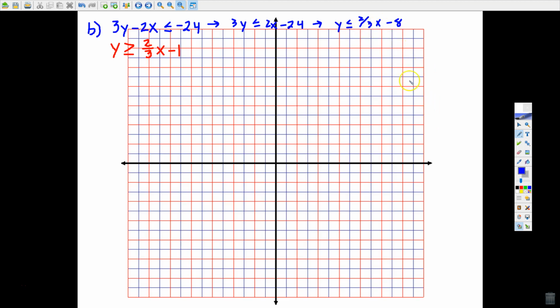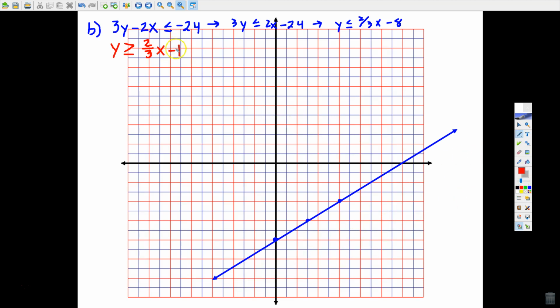Alright, so let's take care of this boundary line. Negative 8 on the y-axis, y-intercept, positive 2/3 slope, up 2 right 3, up 2 right 3. It's going to be a solid line. And I'll get a running start, and there's the boundary line for that inequality. When we do the shading, it says less than, and that will be below the line. But I'm going to hold off on the shading and just do it all at once.